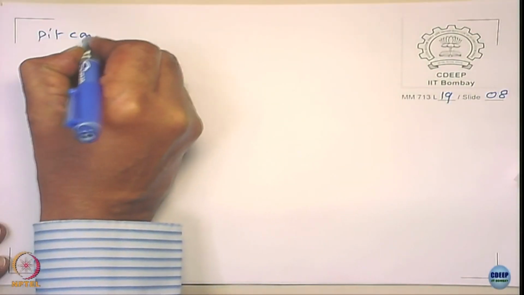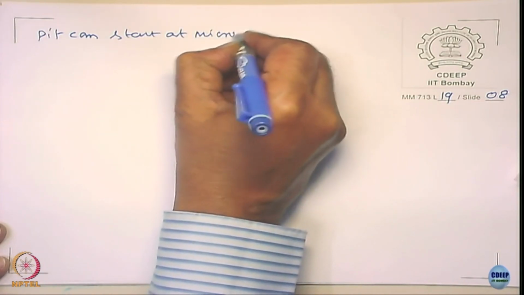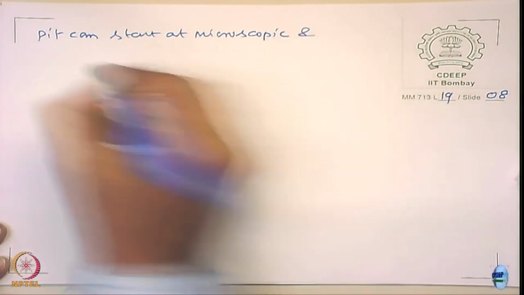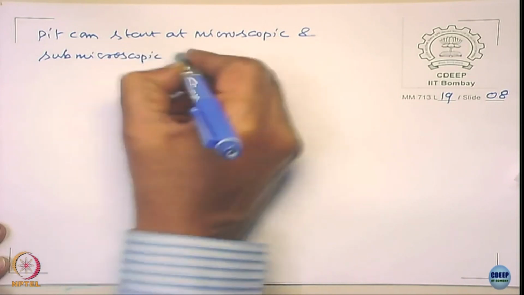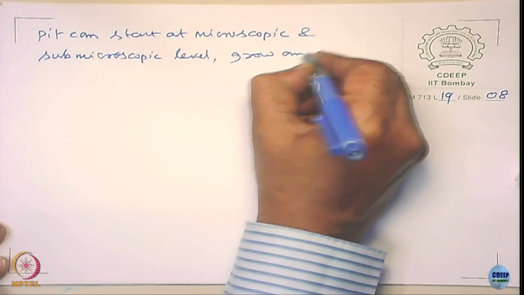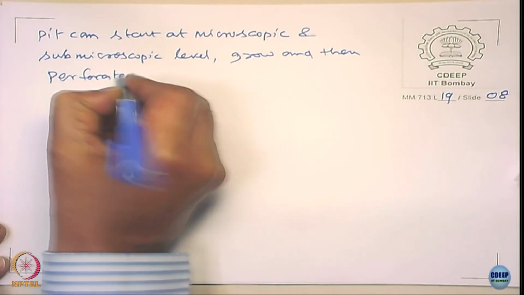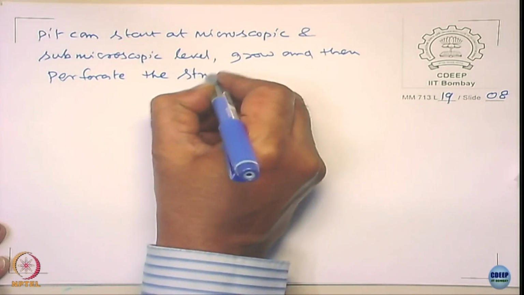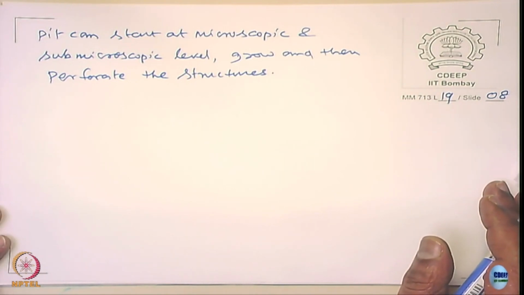So what we would like to say is that the pit can start at microscopic and submicroscopic level, then grow and then perforate the structures. That is why they are quite deleterious.